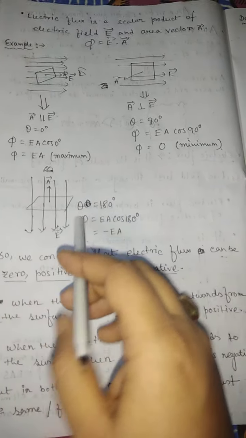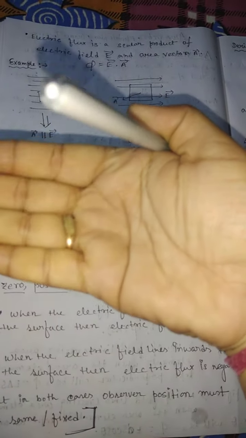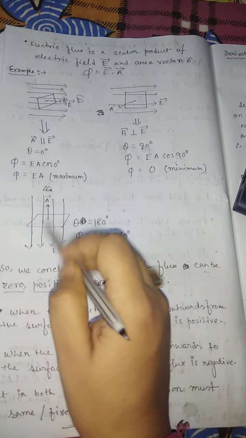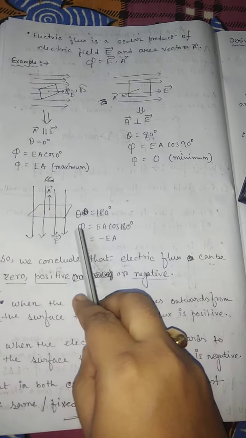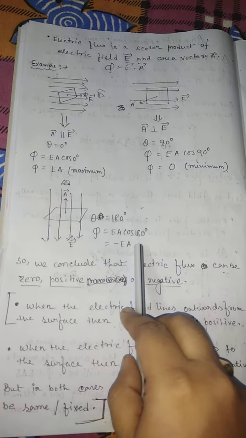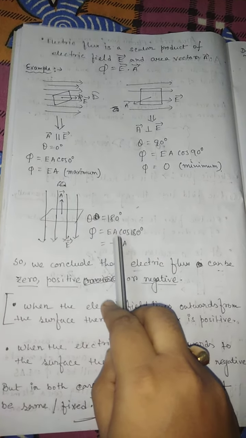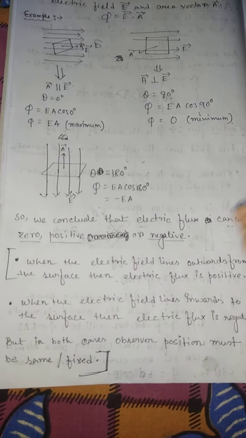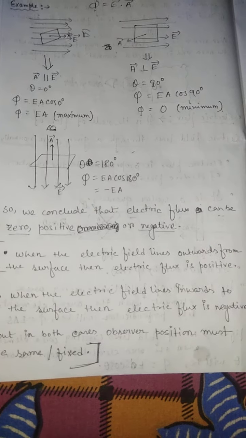Now in the third case, suppose the observer position is this side. We place the normal this way, and the electric field lines are directed into the paper. We observe from here, so the area vector is towards the observer, but the electric field lines are in this side, so in the opposite direction. So theta equals 180 degrees, and phi equals minus E into A. This is also the maximum, but in the negative direction. So from these three, we conclude that the electric flux can be 0, positive, or negative.